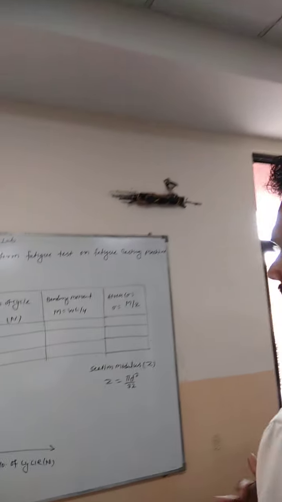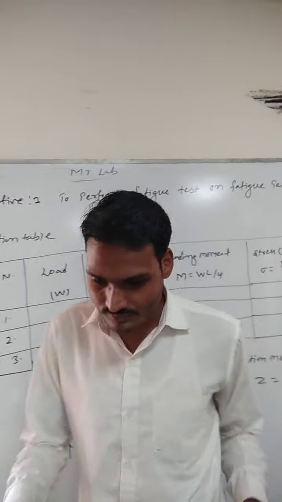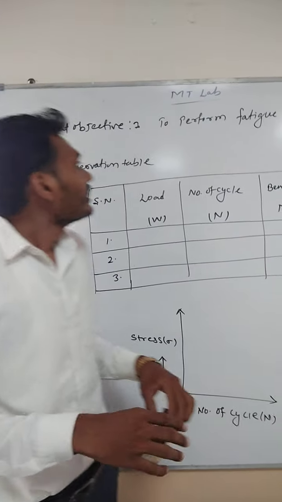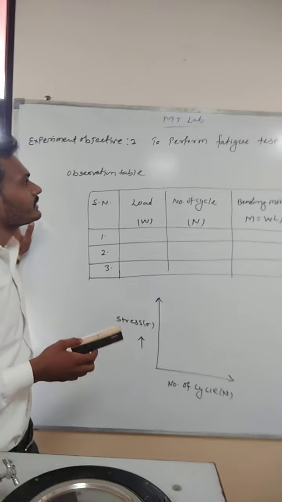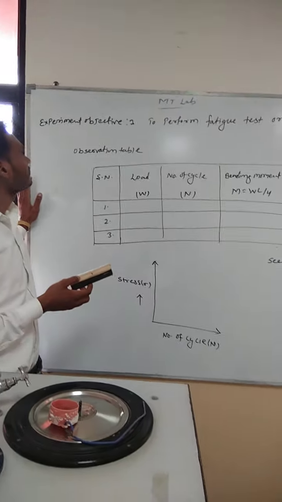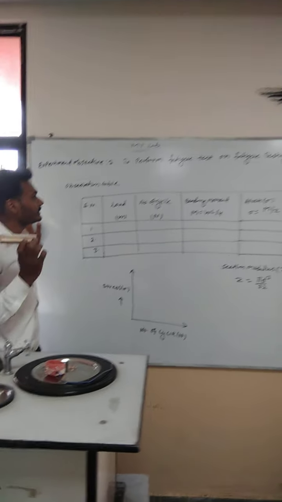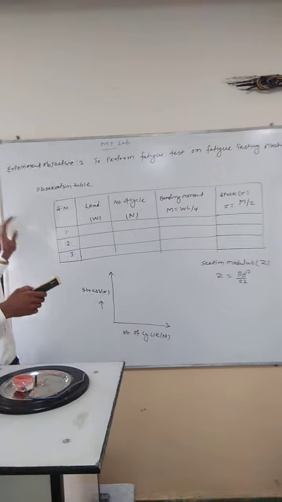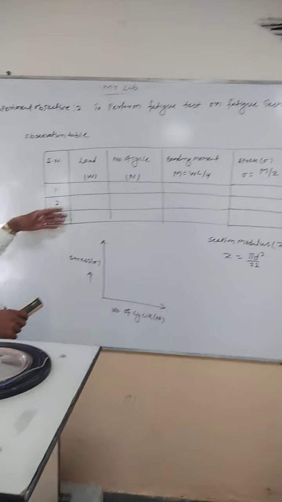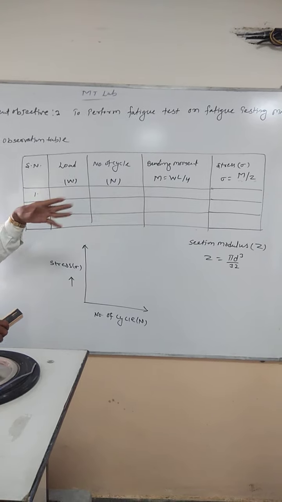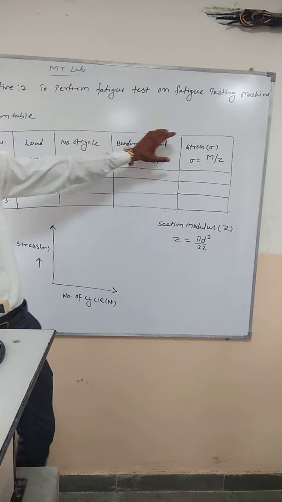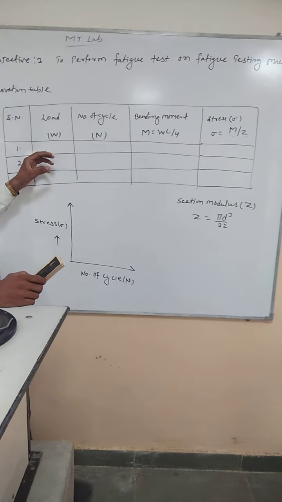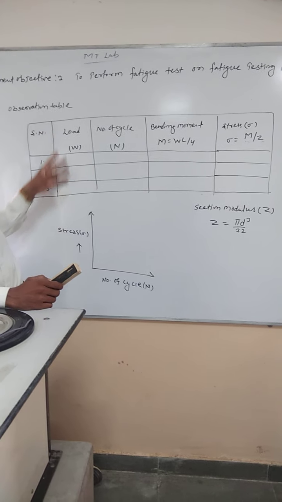Now we go to the calculation part and theory portion of this experiment. Our objective is to perform the fatigue test on the fatigue testing machine. This is your experimental setup. We discussed the machine. This is the observation table. There are 4 columns: load applied on the machine, number of cycles before failure, bending moment and bending stress. How do we calculate? We go to the load column.